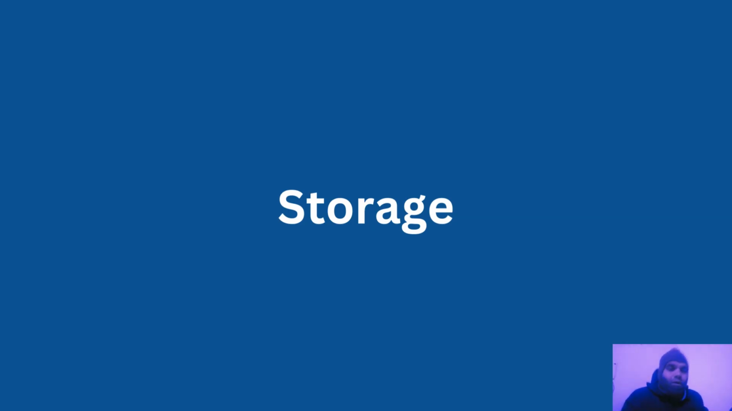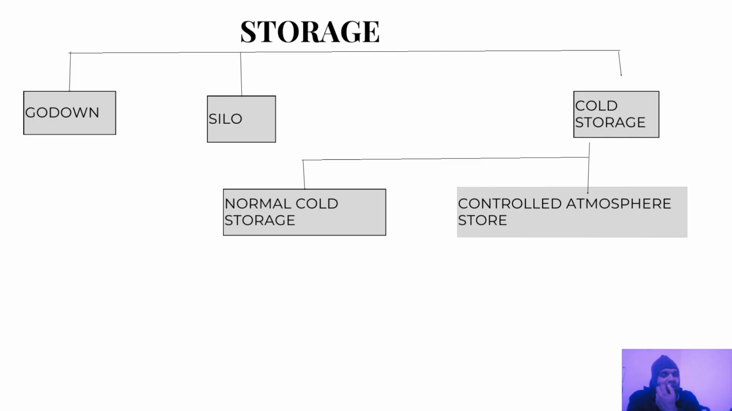In this section, we're going to look at how our crop is to be stored. Now, when we store crops, we can store them in various ways. We might choose to store it in a go down, we might choose to store it in a silo, or we may choose to store it in a cold storage. Even cold storage are of two types. We'll have a look at these.